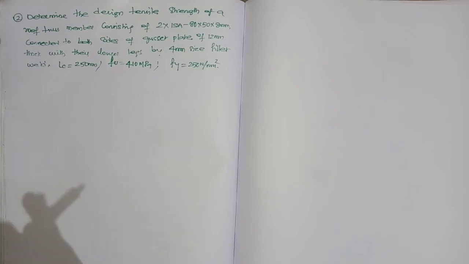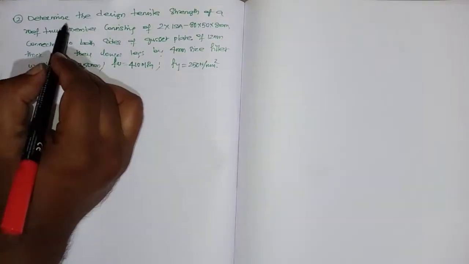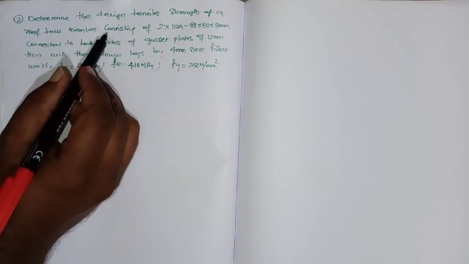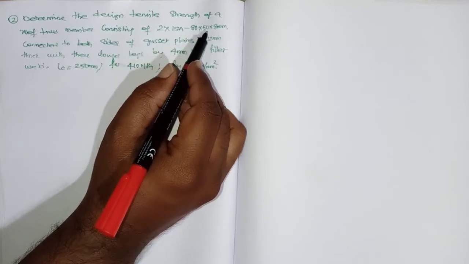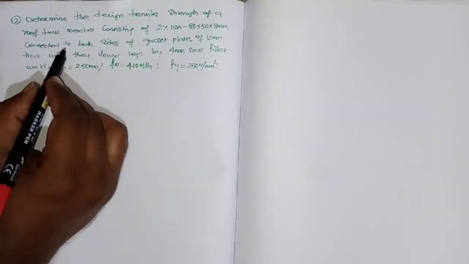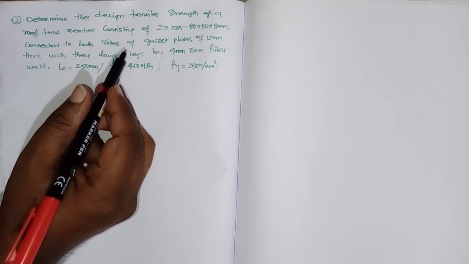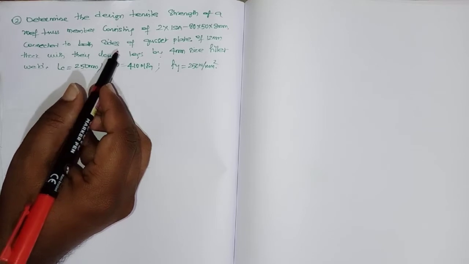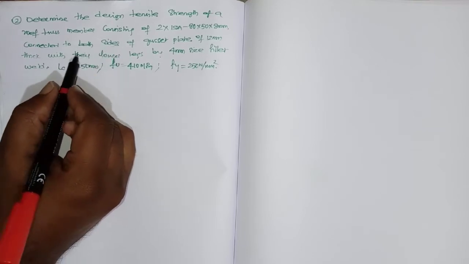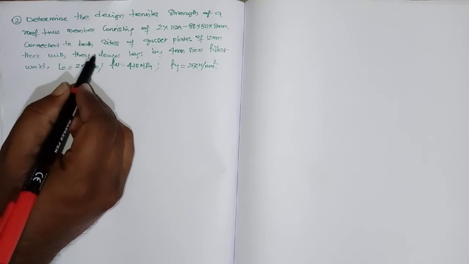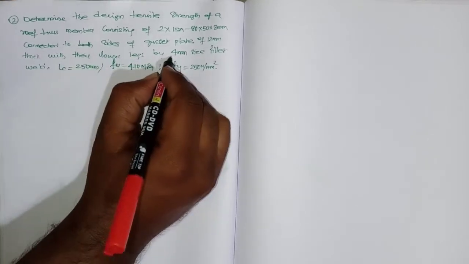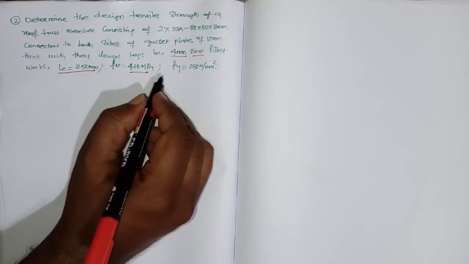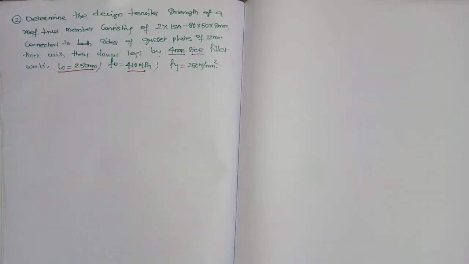So this is the problem. Next problem, determine the design tensile strength of a roof truss member consisting of two ISA 80 by 50 by 8 mm connected to both sides of gusset plate of 12 mm thick, connected to gusset plate with their longer legs by 4 mm size fillet weld, LC 250 mm, FU 410 and FY 250 MPa.